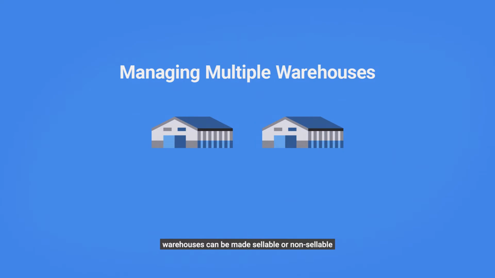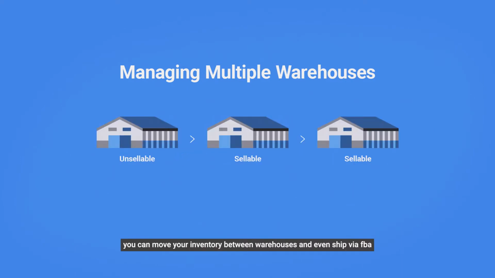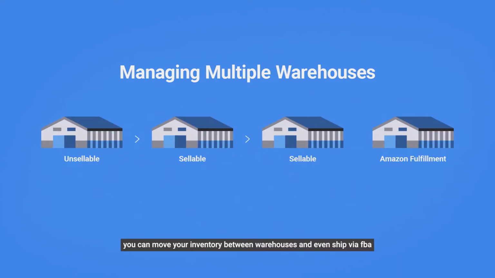Warehouses can be made sellable or non-sellable. A sellable warehouse has inventory available for purchase, so long as the inventory's selling criteria is met. An unsellable warehouse has inventory that is unavailable for sale. A warehouse for returned items can be marked as unsellable. This allows stock to be checked before returning to your inventory. You can move your inventory between warehouses and even ship via FBA.